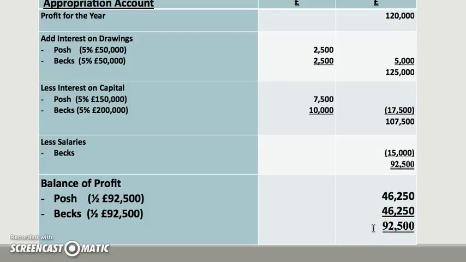So that's the end of the appropriation account, and I'd like you to practice this by having a go at the questions in the pack on this topic. We'll be doing some more in class, and then we'll build the effect of these items into the partner's current accounts that will then appear in the balance sheet.